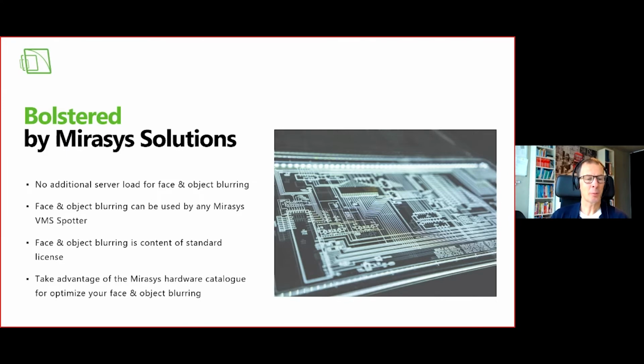Face and object blurring can be used by any Mirasys Spotter, so it's always part of the Spotter. You don't need to install a new plugin or whatever. Then it is part of the standard license, so you don't need to pay an extra license for this. If you buy our standard V9 Enterprise license, or also the Base and the Pro, I think, then it's always part of this from the first camera. Starting with the first camera, you have the complete package.